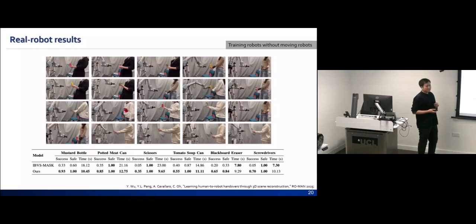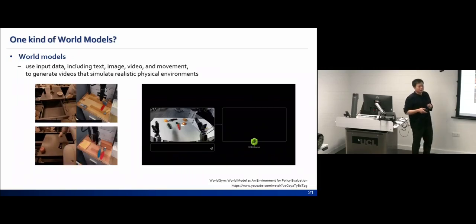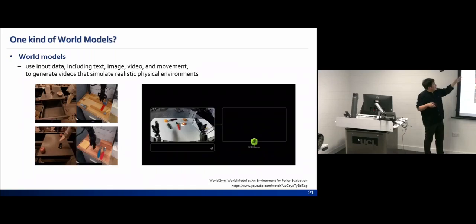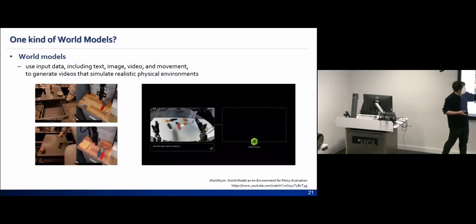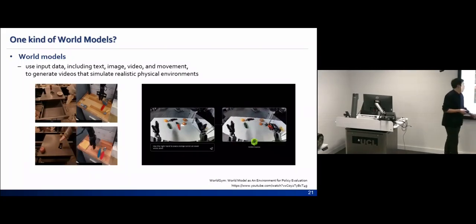Okay, so this part can be one kind of world model. Of course the quality is very poor. You might have heard about world models, right? This one uses input data like text, image, video, and movement, and then the world model generates videos that simulate a realistic physical environment. These are some work from other papers, which is all generated.